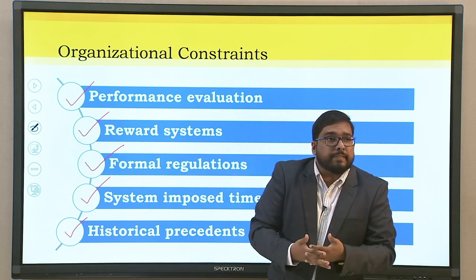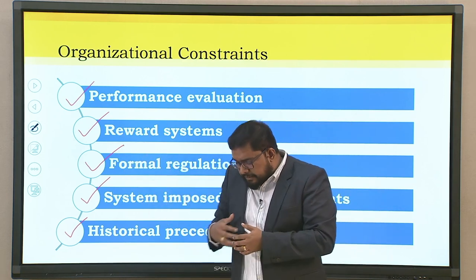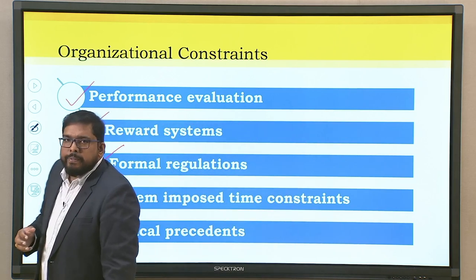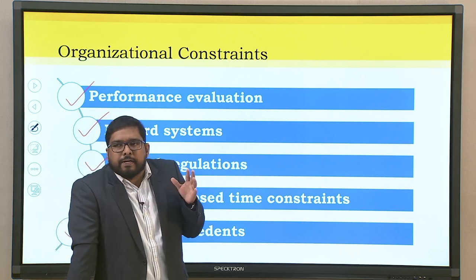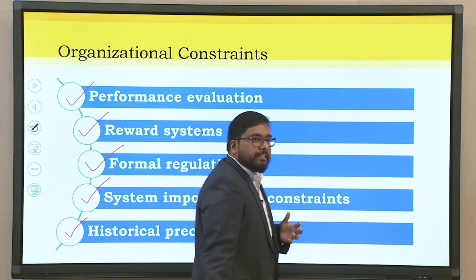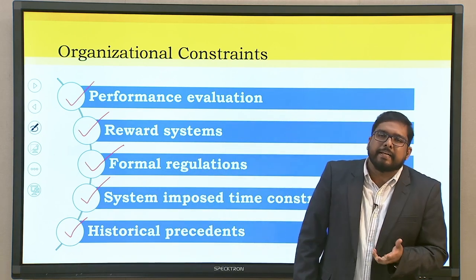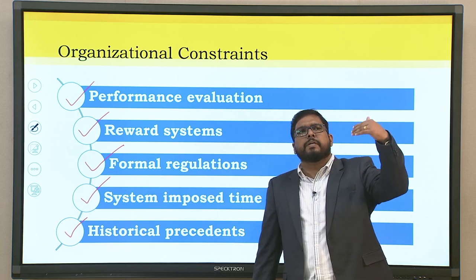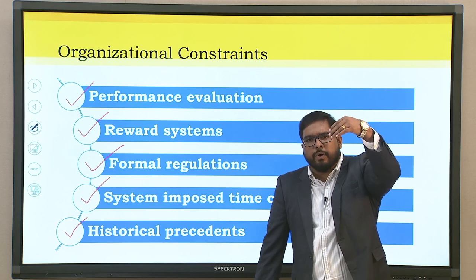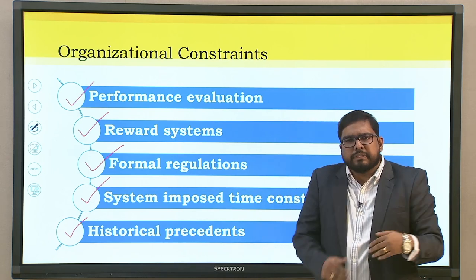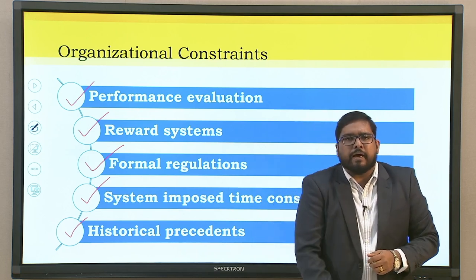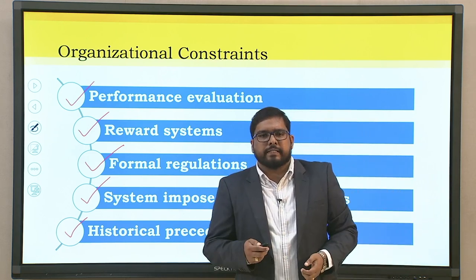There could be historical precedents. The company has been doing it. Sometimes you see that you go to the organization with a wonderful suggestion for your boss. Now that suggestion is sometimes negated, or the boss undermines it or plays it down, stating that no, we have a set of precedents that has been happening like this, so we cannot actually change any of our precedents. So these are things which actually take you down. These are things which come up as organizational constraints.